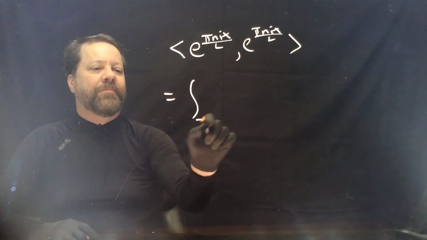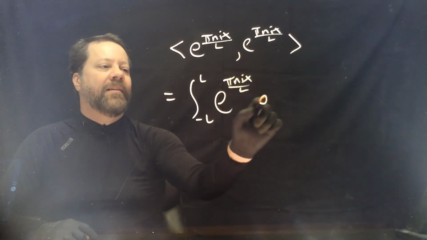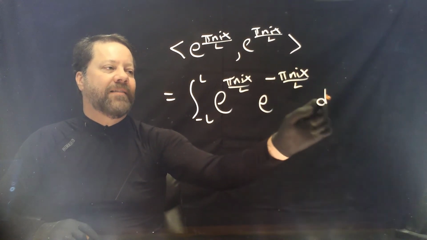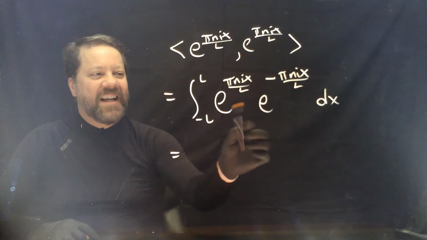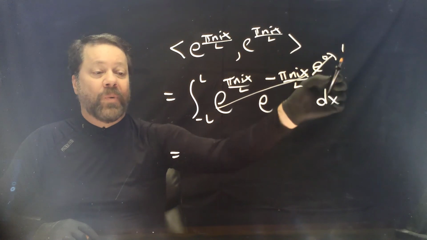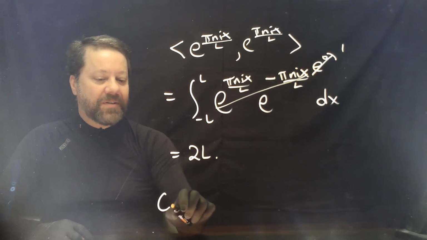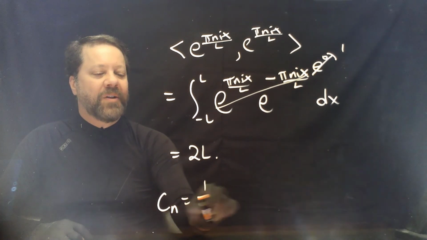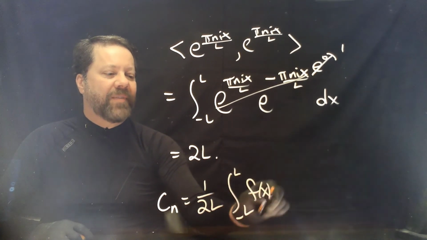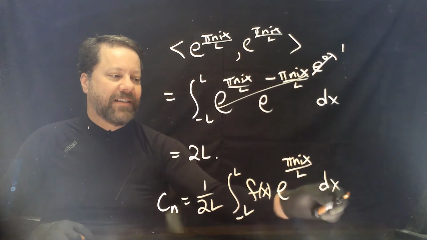It's going to be the integral from minus L to L, e to the pi n i x over L, e to the minus, because it's a conjugate, pi n i x over L dx. And since you add the exponents, this ends up being e to the 0, which is 1, and the integral is 2L. So our Fourier coefficients will be 1 over 2L, the integral from minus L to L, of our function times e to the minus pi n i x over L dx.